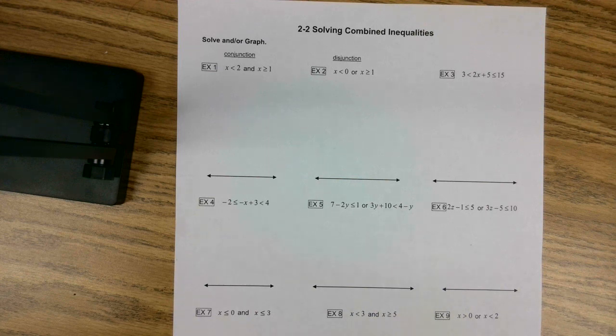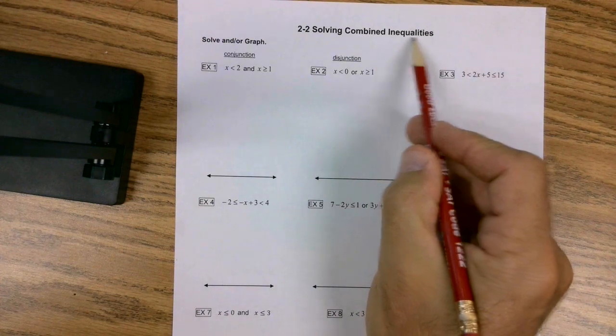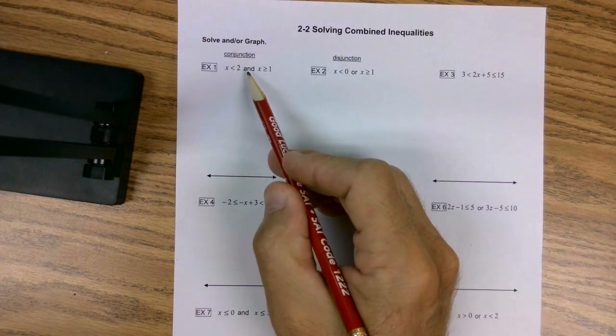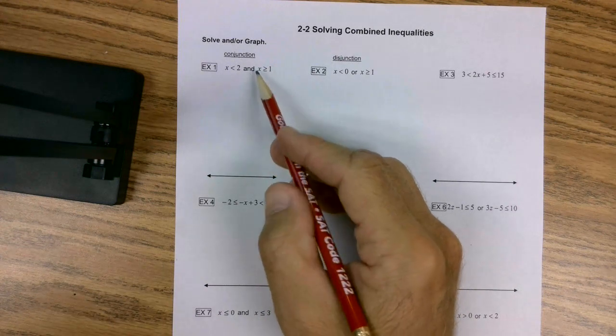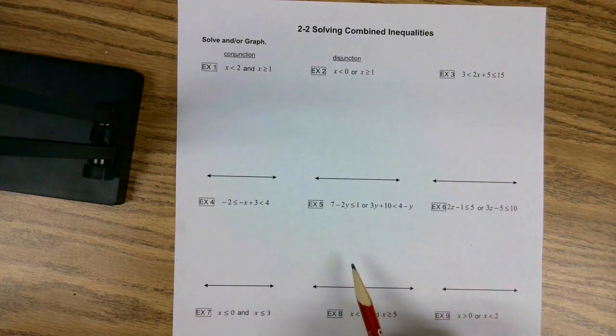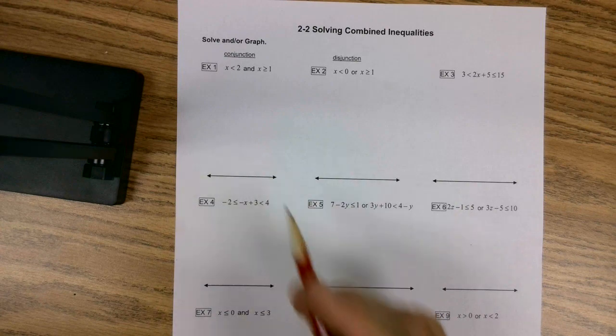Here we go, guys. Section 2.2, packet lesson. Solving what's called combined inequalities. That just means multiple inequalities, and that's what we have. So hopefully you watched the pre-lesson. It will really help you out a lot. So don't try to figure this out without listening to that pre-lesson, or else this is just going to confuse you.